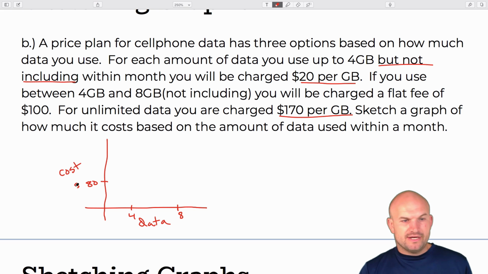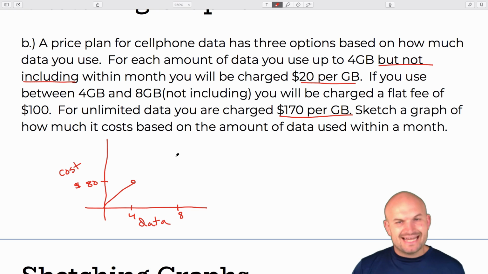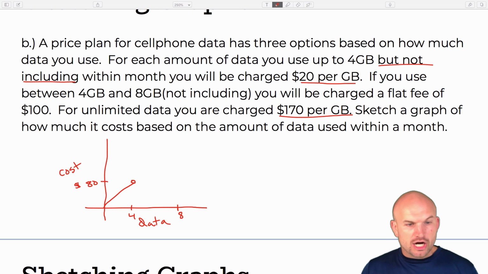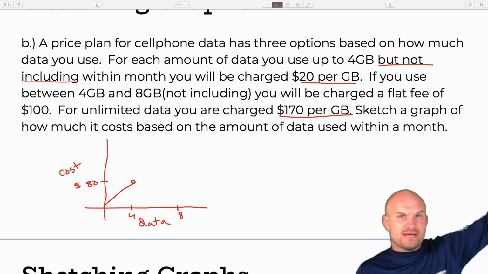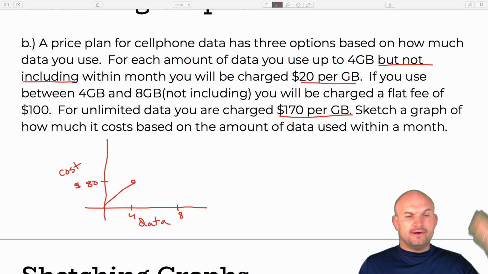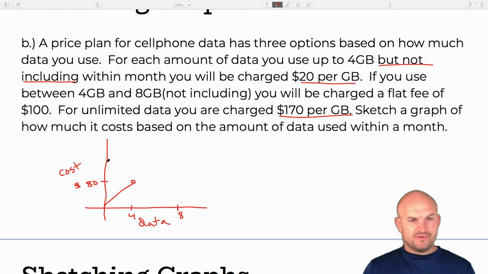But the important thing here is you're never going to get to 80, right? Because it's not including 80. So if you spend 3.99 gigabytes, you're going to get charged. But once you spend 4 gigabytes, you automatically get moved up to the next plan. All right. And the next plan then is just going to be a flat fee for $100. So let's put $100 up here.